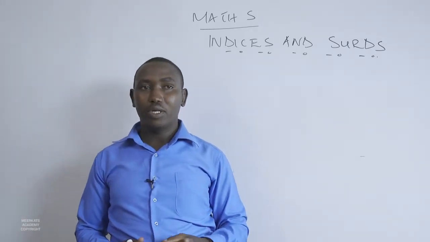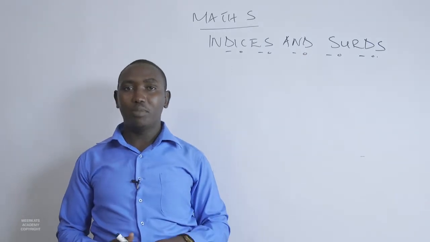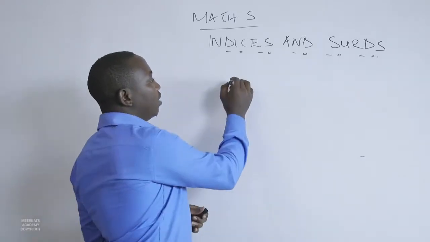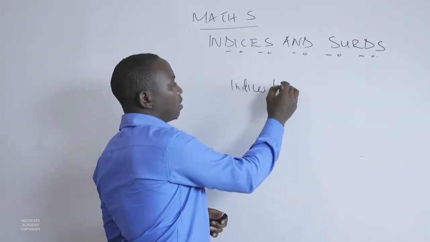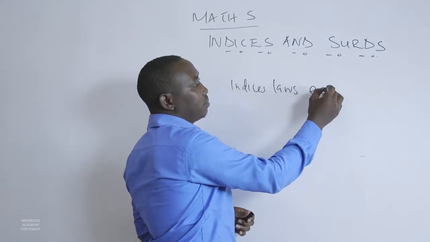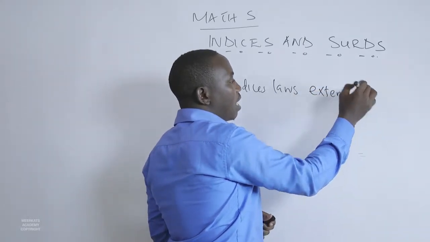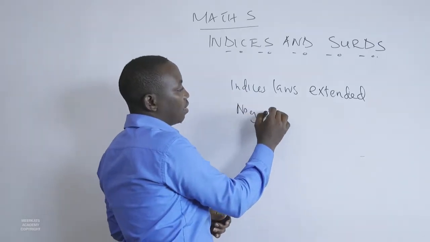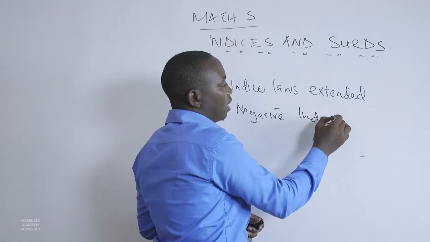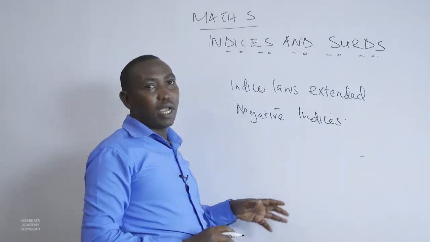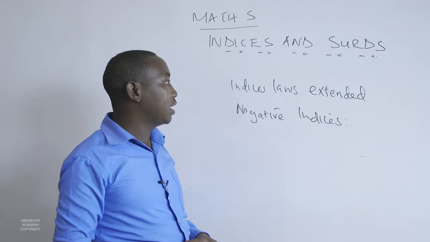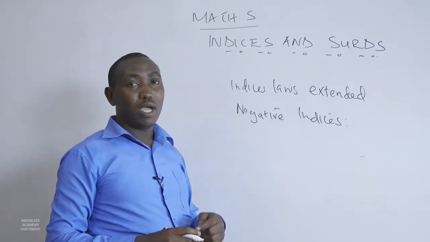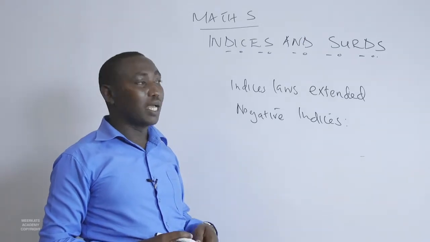During our last lesson, we were able to cover two aspects, that is the issue to do with the indices laws, extension, and also something on negative indices. So while we were discussing on indices laws and its expansion, we were able to look at the four laws of indices that are present.